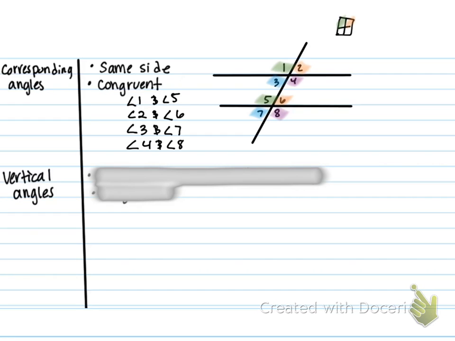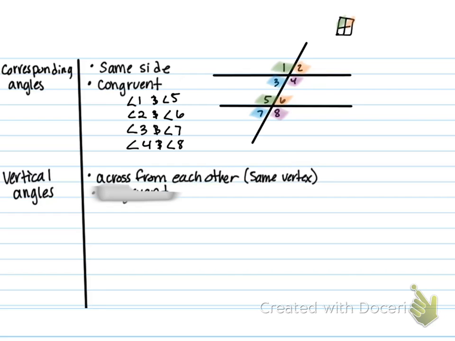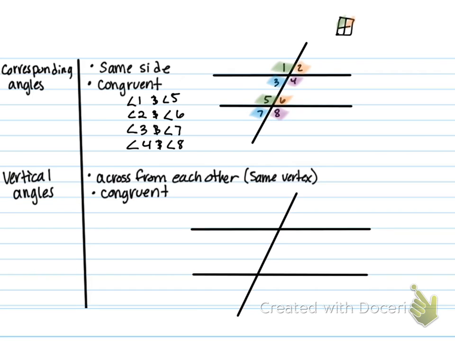The next type of relationship for angles is vertical angles. Vertical angles are across from each other and have the same vertex, and the relationship they have is that they're also congruent. So let's look at our parallel lines and our transversal. I'm going to go ahead and number our angles: 1, 2, 3, 4, 5, 6, 7, 8.